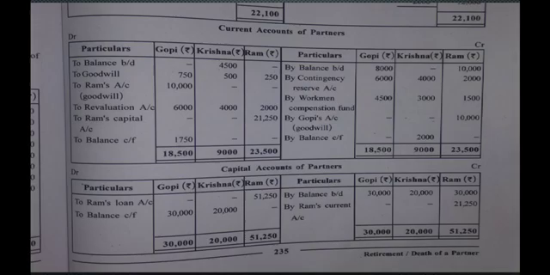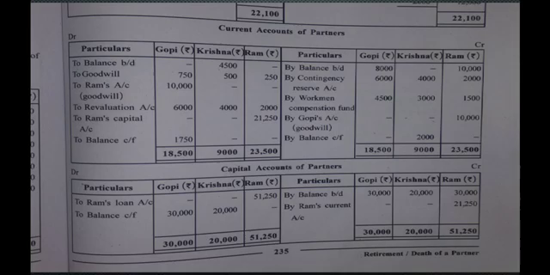Fine then. Capital accounts of partners. It is to be done as it is done in each and every sum. Okay, let us talk about Ram first. The amount of capital is 30,000 and the balance of current account is 21,250. So what is the total payable amount? 51,250 minus, there is nothing on debit side, so again 51,250.